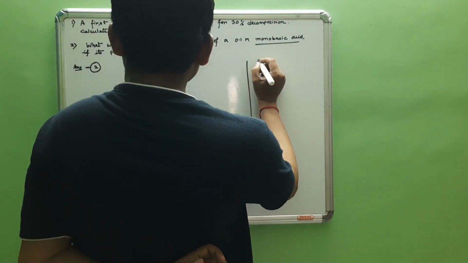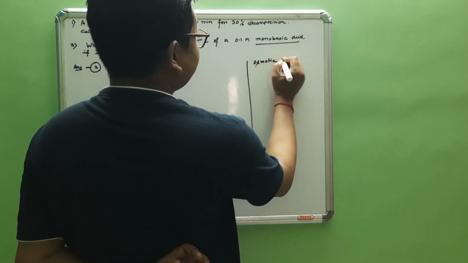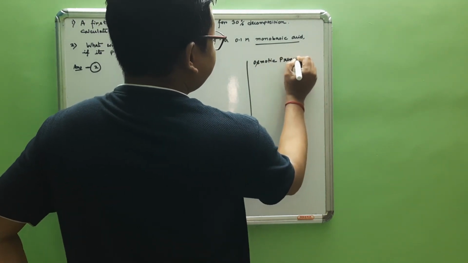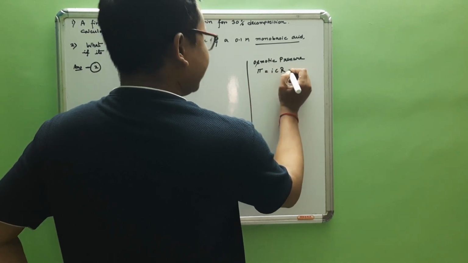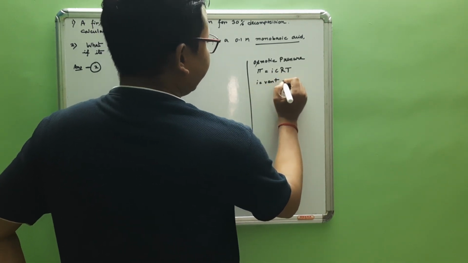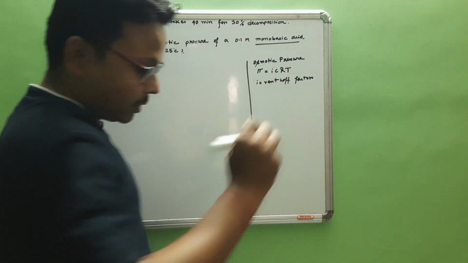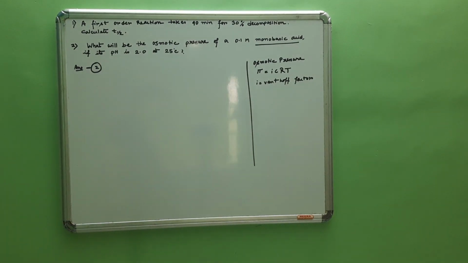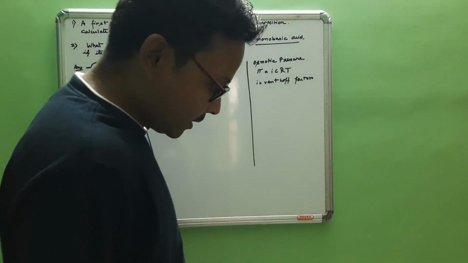So the osmotic pressure pi should be iCRT, where i is the Van't Hoff factor. I am again telling my dear students, if you have any queries or doubts, please write them down in the comment section, so that I can get your questions and queries.